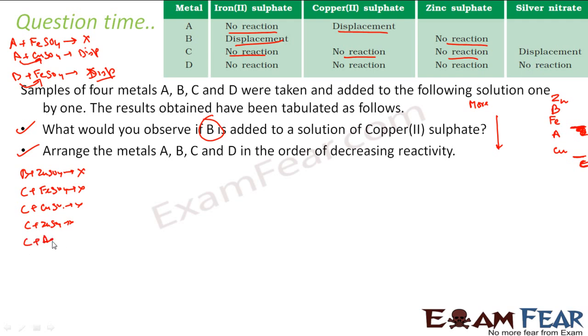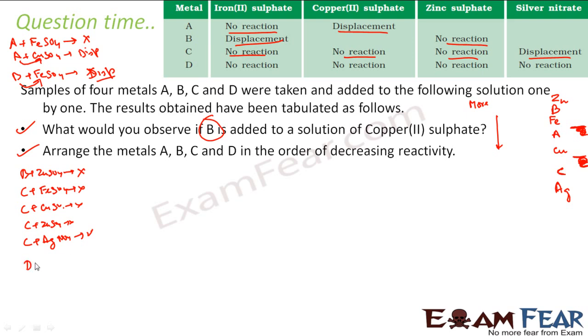C, when reacted with silver nitrate, there is a displacement. That means C is stronger than silver. That means after C you have silver. Let's suppose silver is here, then C should be somewhere here, correct? I'll put C here. No issue. That is also done.